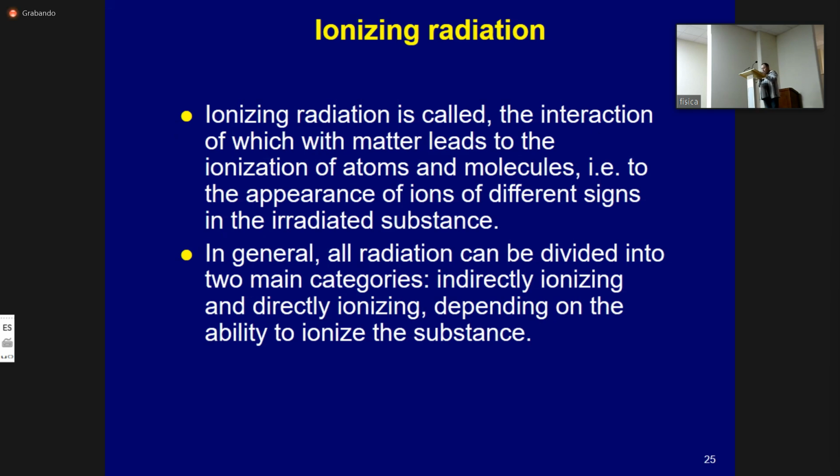The ionization of atoms and molecules is the main process of transferring radiation energy to matter. This complex process can be divided into two parts: propagation of primary radiation from the source to the point of interest in the substance, and transfer of the radiation energy to matter at this point.